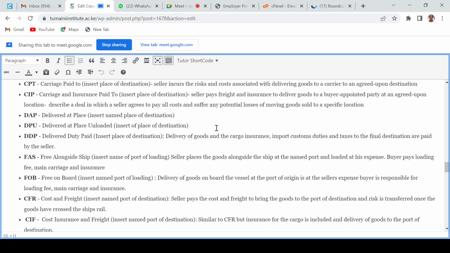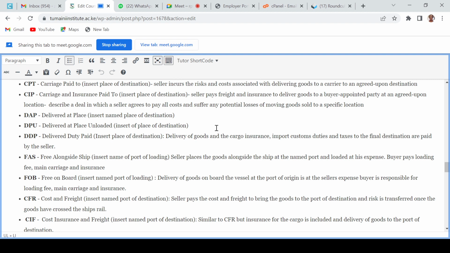Unajua kuna mizigo ingine iko kwa container. So kuna hiyo cost ya kutoa mzigo kutoka kwa container iwekwe chini ifanywe hizo vitu zote. So inakwambia kwamba mzigo yetu itafikishwa hapo na lori, lakini cost ya ku-unload hiyo mzigo iko upande wako. So delivered at place unloaded, DPU.